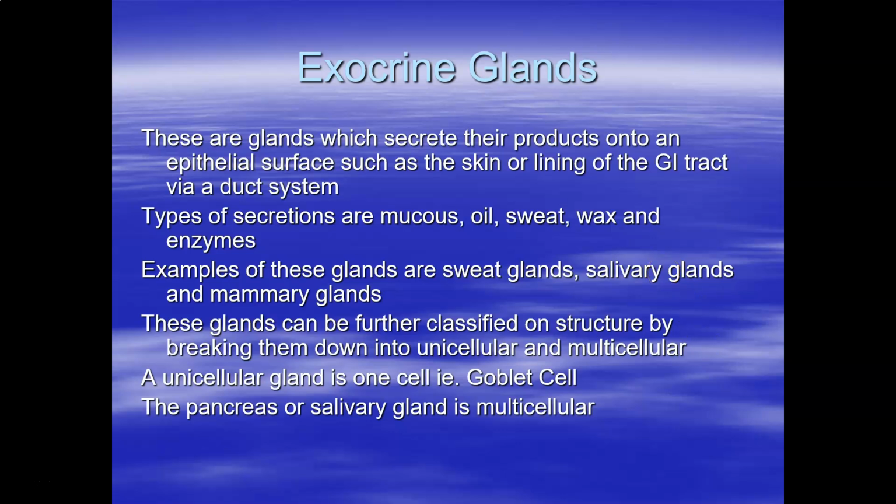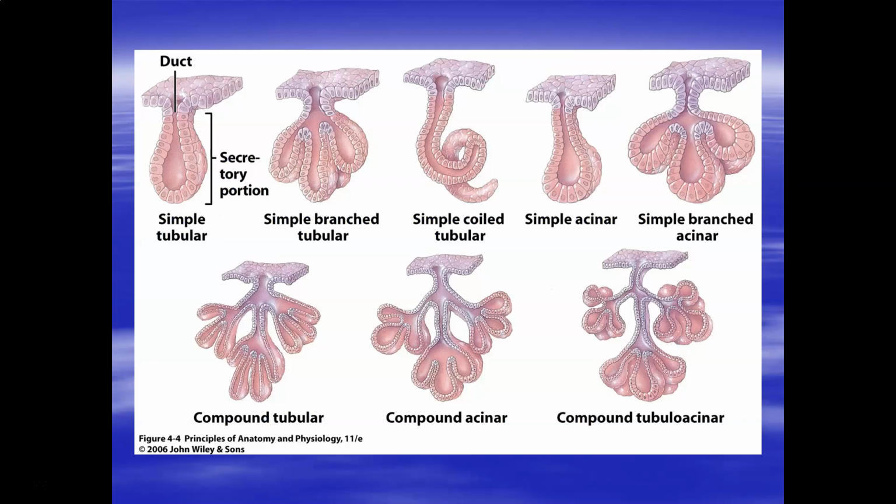Now, exocrine glands are glands that secrete their products onto an epithelial surface, such as your skin or lining of the GI tract, via a duct. So we can see this is the duct here. So our gland is down here. Here's your skin, and you can see that you have this duct pathway that has the secretions travel up the duct to go out onto the surface.